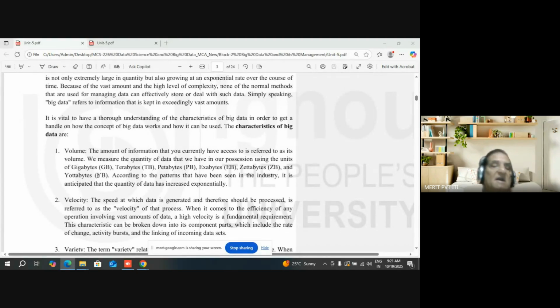So we are having gigabytes, terabytes, petabytes, exabytes, zettabytes, and yottabytes of information. So it's all 10 to the power 3 of this. Gigabyte is 10 to the power 6, terabyte is 10 to the power 9, petabyte is 10 to the power 12, and so on. Exabyte is 10 to the power 15, then 10 to the power 18, 10 to the power 21. सारी दुनिया का डेटा आ जाता है.